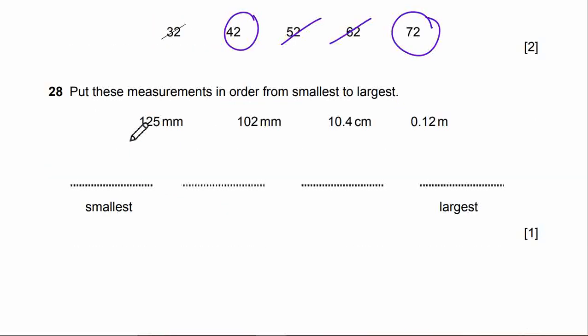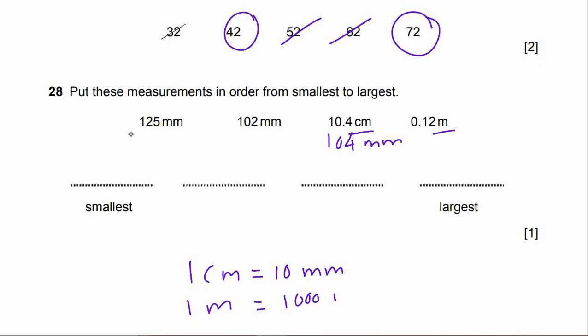So here, number 28, put these measurements in order from smallest to largest. So this is in cm and meter. We have to make the same unit to compare. 1 cm is equal to 10 millimeter. So it will be 104 millimeter. And for 1 meter to go to millimeter, we times by 1000. So it will be 1, 2, 3, so 100 millimeter. Now we can compare, all in millimeter.